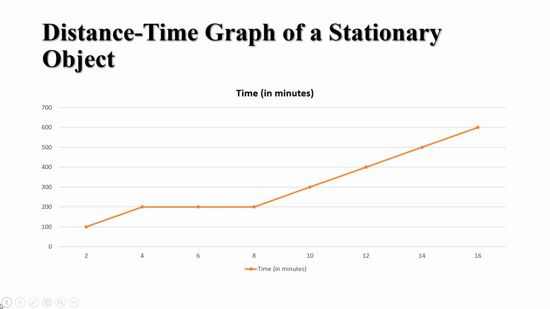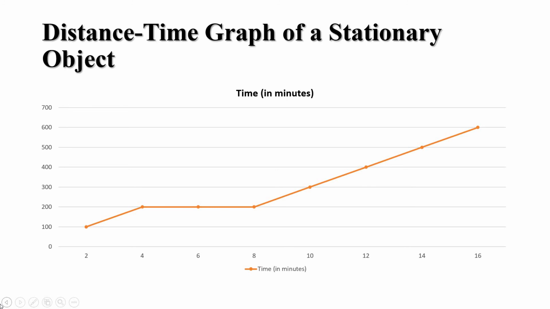When Shikhar stopped after 4 minutes, he had already travelled a distance of 200 meters. And for the next 4 minutes he did not move. So, although 8 minutes had passed since the beginning of his trip, he had still only gone 200 meters. That is why the next point on the graph will be plotted at 8 minutes and 200 meters. Locate this point on the graph.